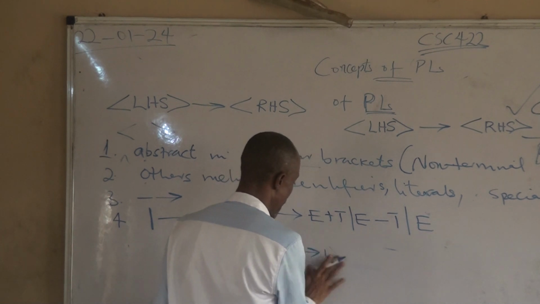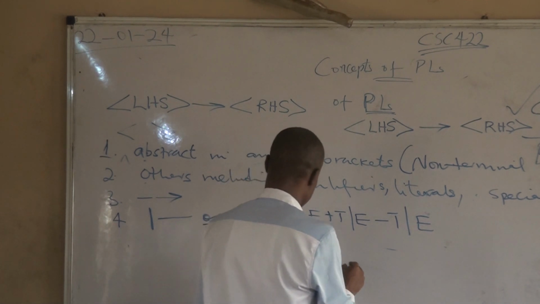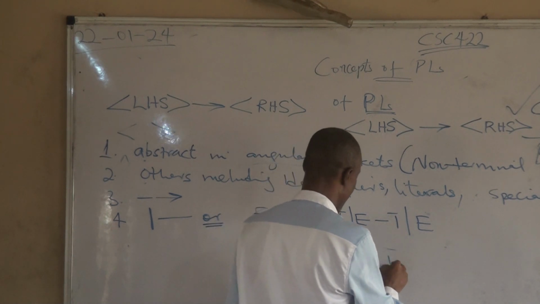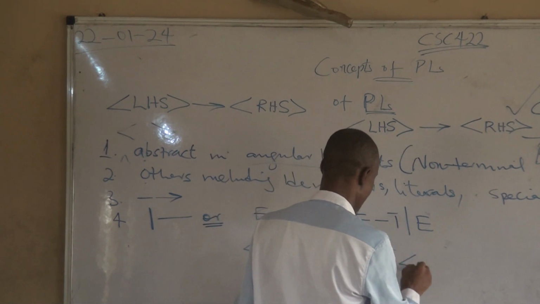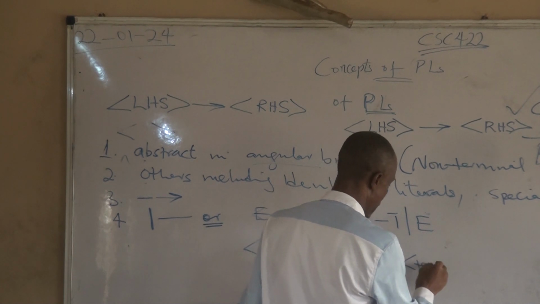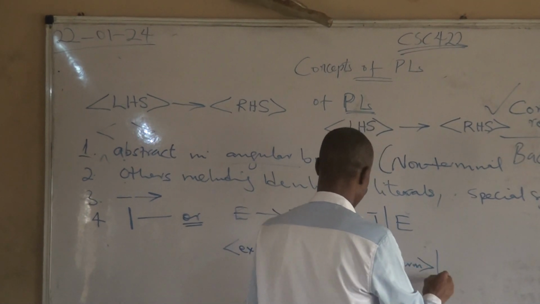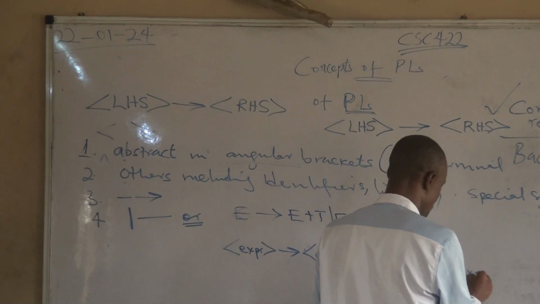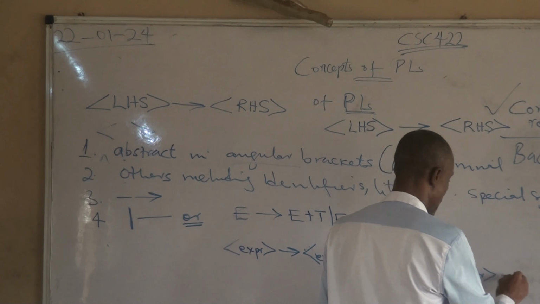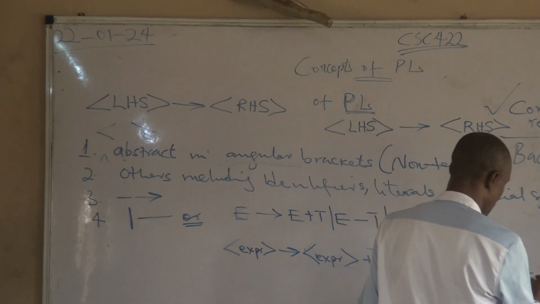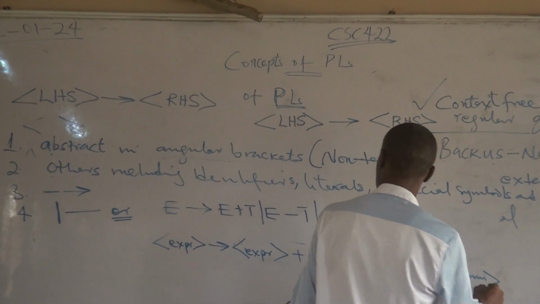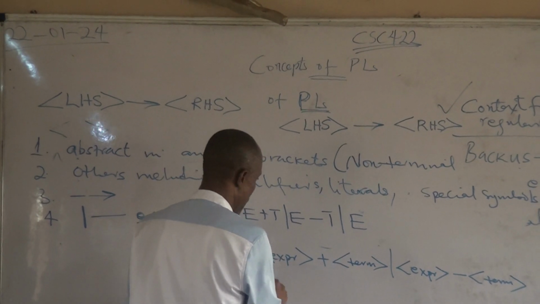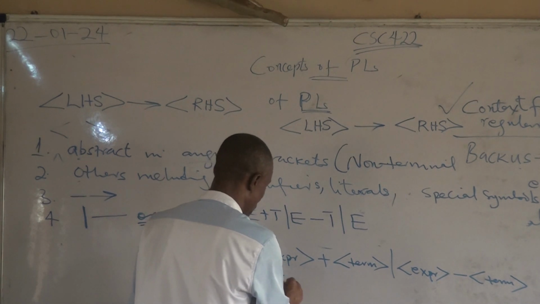Now, in Backus-Naur form, we can represent this as expression produces expression plus term, or expression minus term. I may even say, okay, there's no space there. I can put the "or" here, I can put it there.